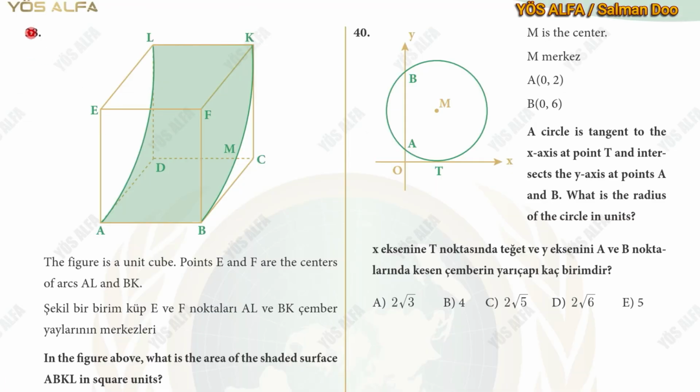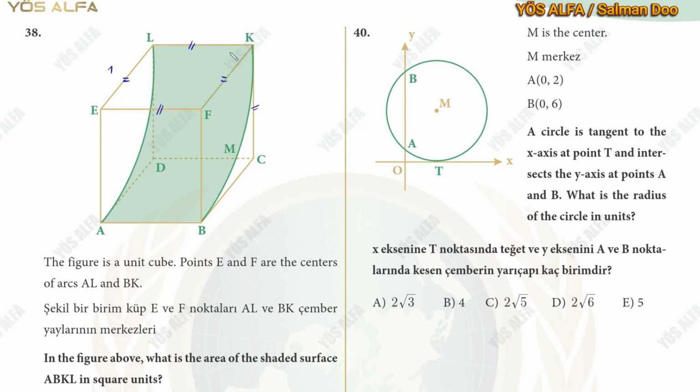38. The figure is a unit cube. So that's important. Unit cube means all the sides of the cube are equal and each side has 1 unit. And points E and F are the centers of AL and BK. Arc AL is here, arc KB is here. F is a center, E is a center. And we're asked to find the shaded area.